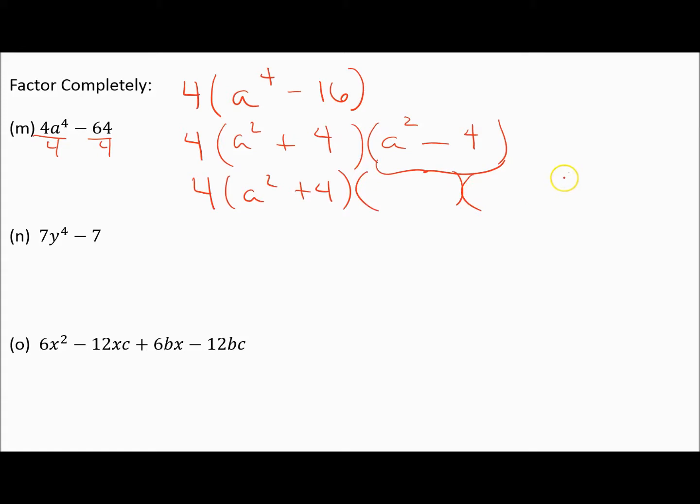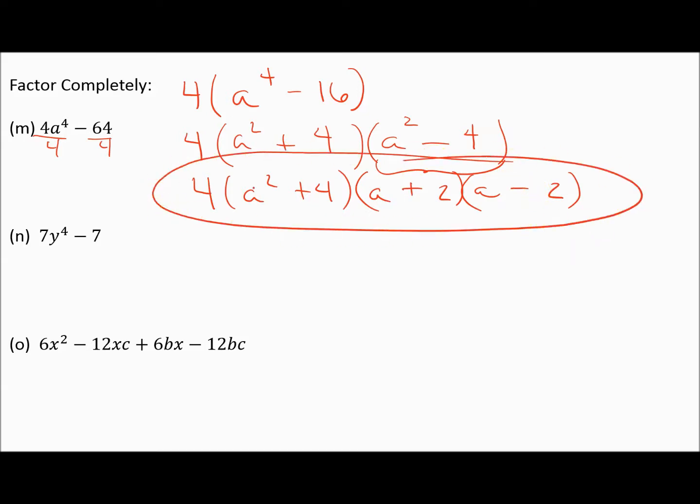But this a squared minus 4 factors again. The square root of a squared is a. It goes in the first position. The square root of 4 is 2. It goes in the second position with 1 plus and 1 minus. And now we are what's called completely factored.